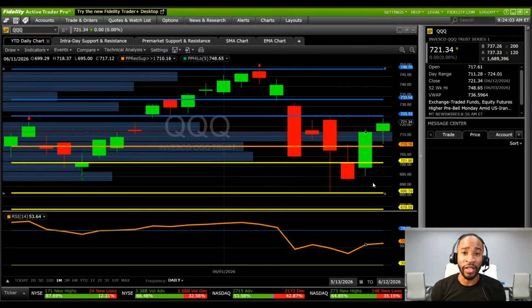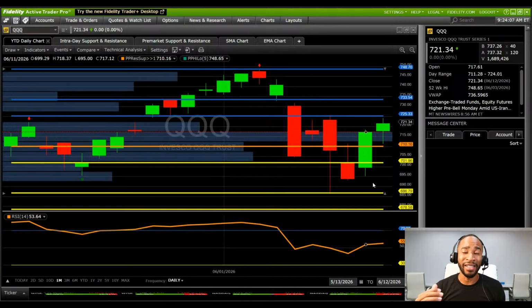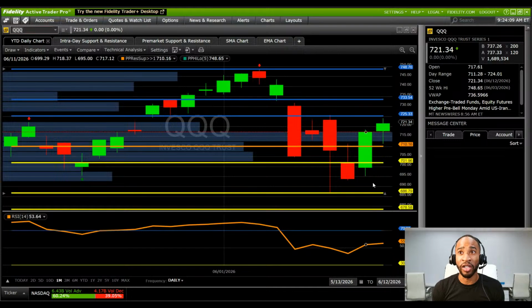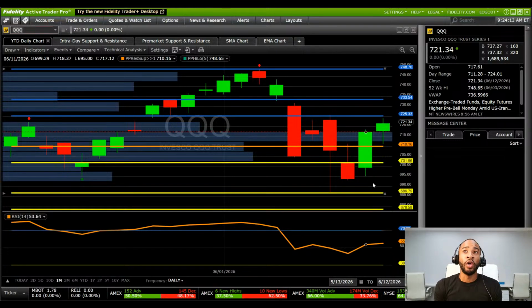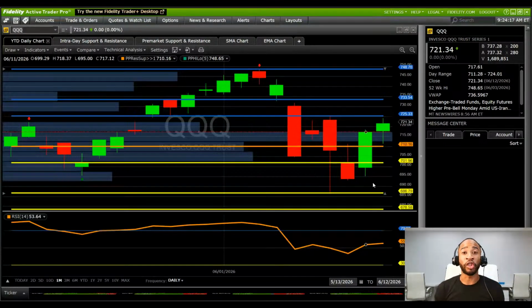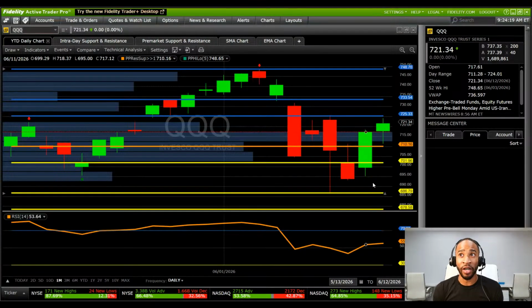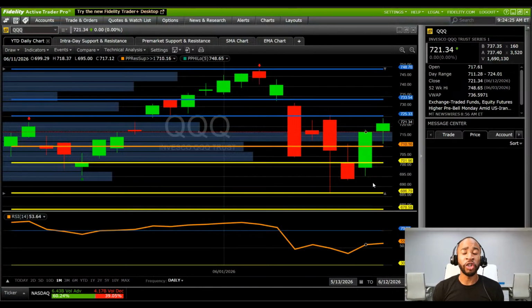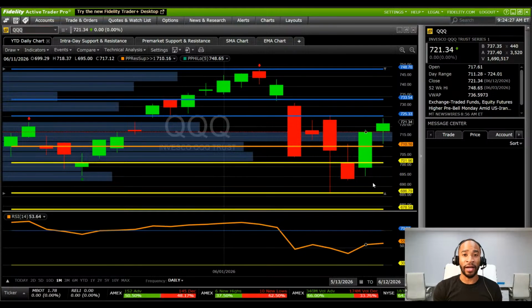We have the first resistance level that was at $725.33, and the next daily resistance level was at $733.54. The Qs closed on Friday at $721.34, and now we're trading in pre-market at $737.39. So when the market opens up, let's make sure we're watching the 5-minute time frame to get a clear read on the direction that the market may follow through.